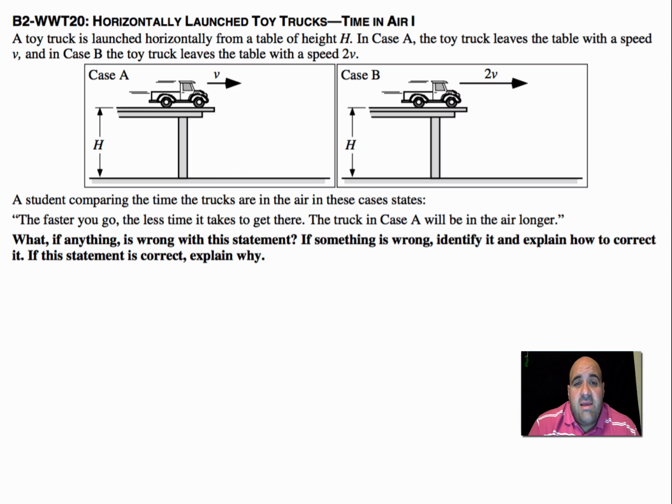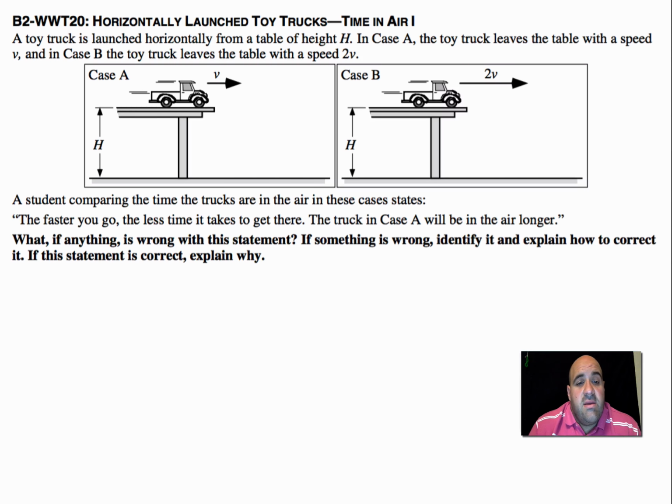We have a horizontally launched toy truck. So you have a toy truck launched horizontally from a table of height h. In case A, the toy truck leaves the table with a speed of v. And in case B, the toy truck leaves the table with a speed of 2v. So you have 2 toy trucks leaving a table at the same height. One is traveling twice as fast as the other one.